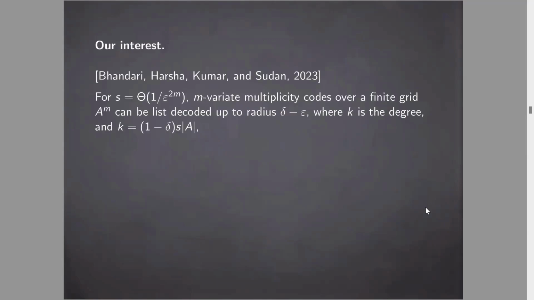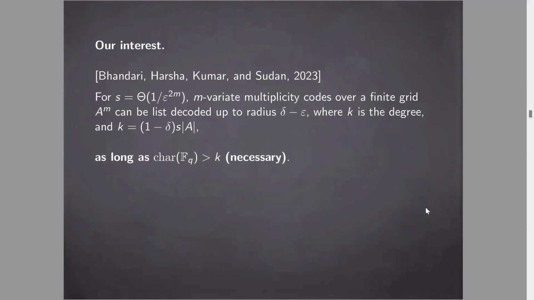And a very recent result, which is of interest to us, by Bhandari, Harsha, Kumar, and Sudan, showed that if s is like 1 by epsilon to the 2m, where m is the number of coordinates, the m-variate multiplicity codes can also be list decoded up to radius delta minus epsilon. That is, list decodable up to distance, where delta is the distance.